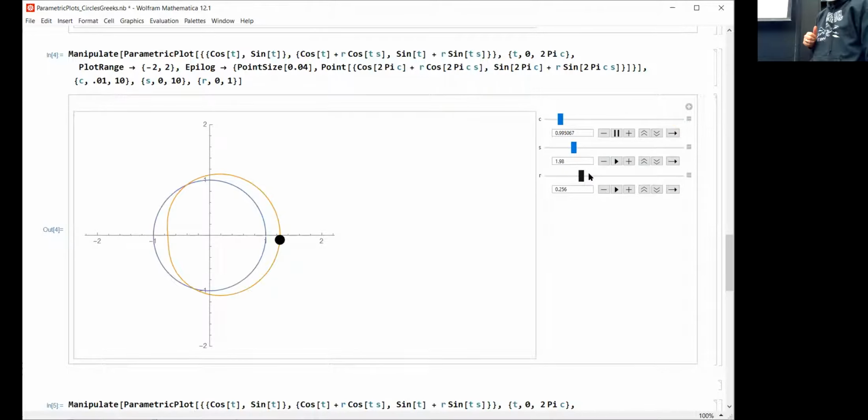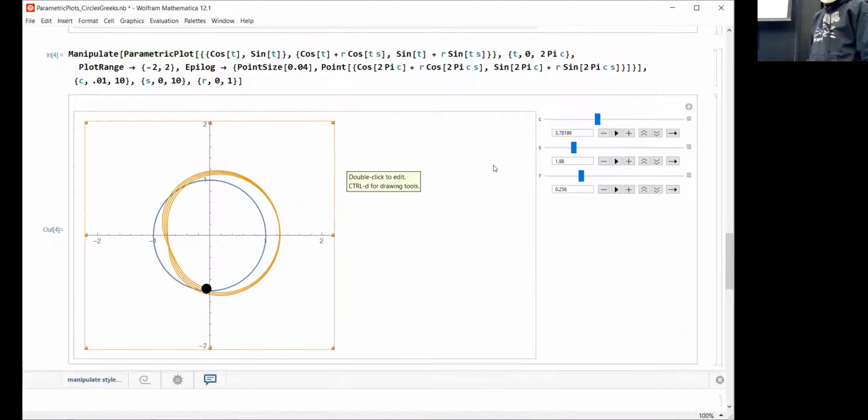Okay, things are beginning to happen. So what is going on here? I have cosine t, sine t, and I'm going to just plot that. This part over here is the first function I'm plotting. So what is that? That's a circle. The blue one, I'm always going to plot a circle.